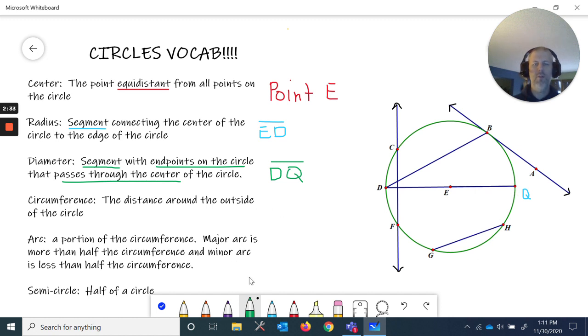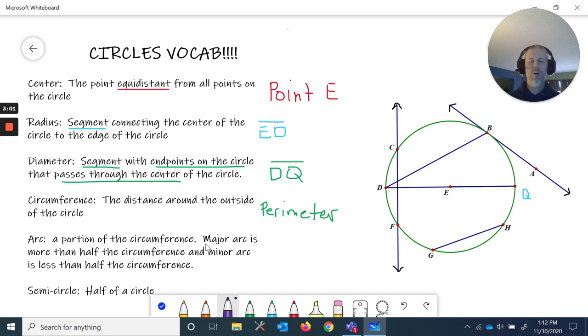So 2 equal parts. The circumference is actually the green curve. It's the part that's the distance around the outside of the circle. Another way to think about that is it's a fancy way to say the perimeter. So we call it the circumference for a circle, but it's just a fancy way to say perimeter. An arc, and there's kind of 2 parts here. An arc is just a part or a portion of the circumference.